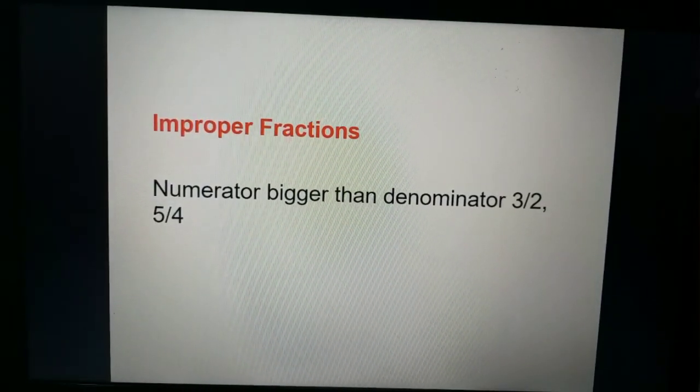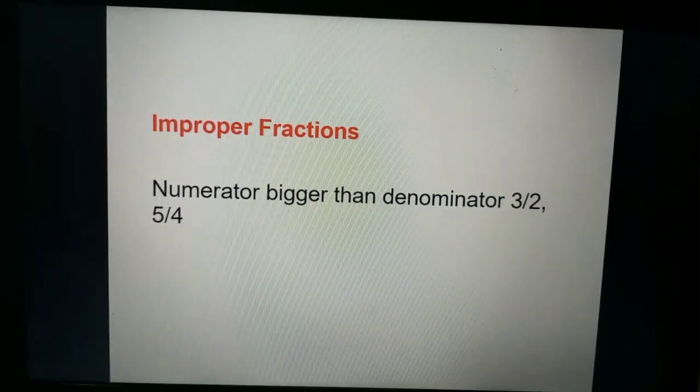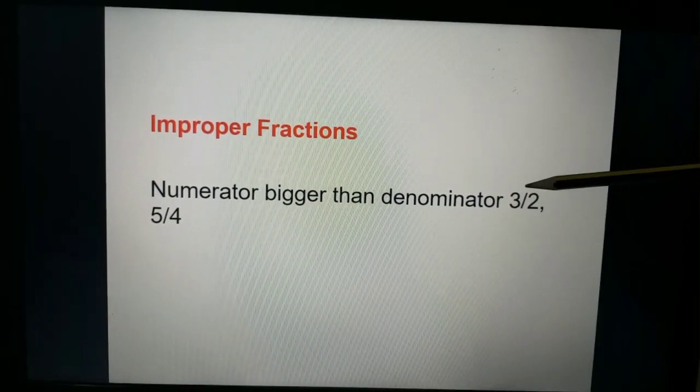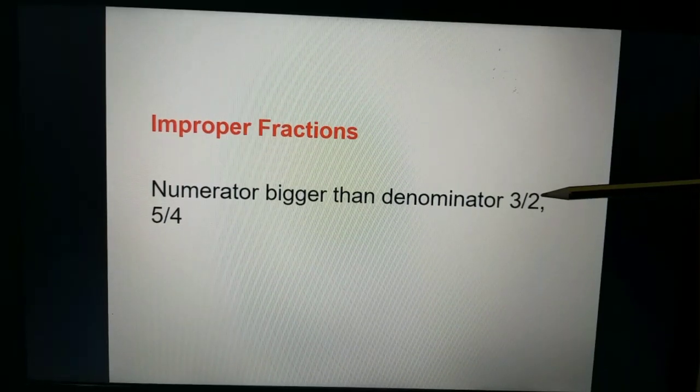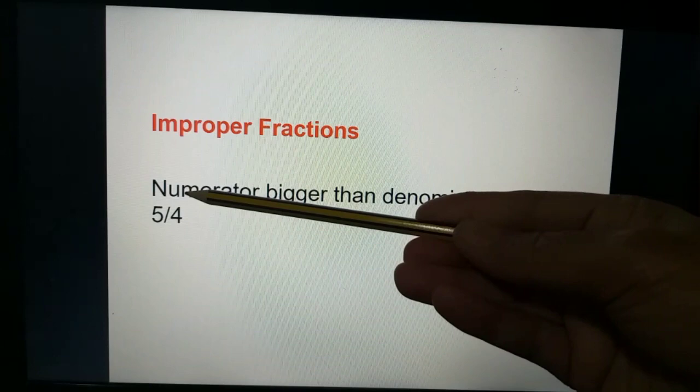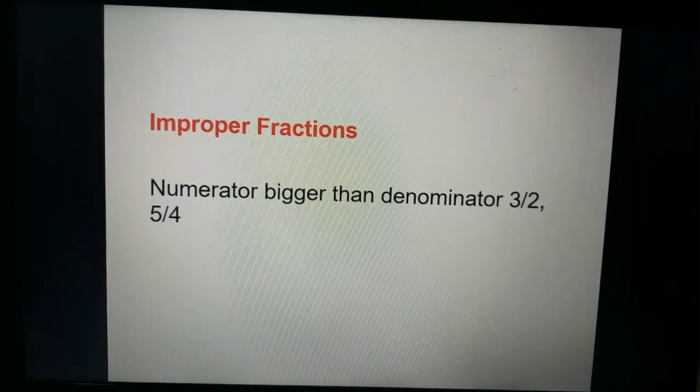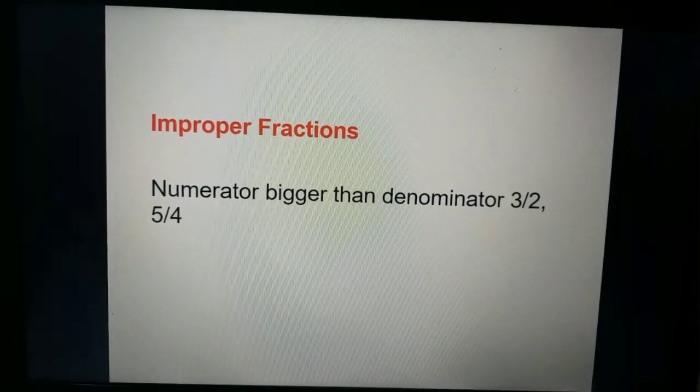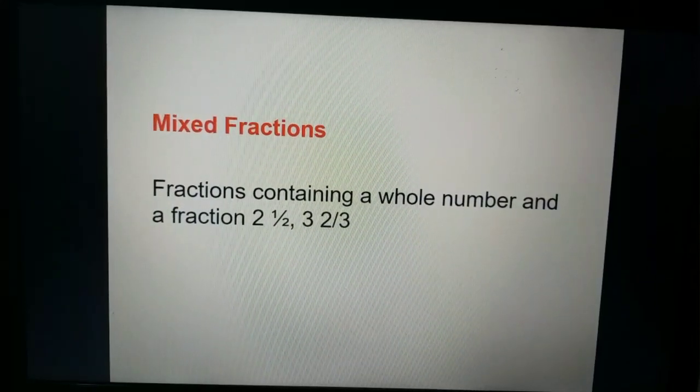Improper fractions, the fractions having their numerator bigger than their denominator. Like you can see 3 divided by 2 or 5 divided by 4. Such fractions are called improper fractions.